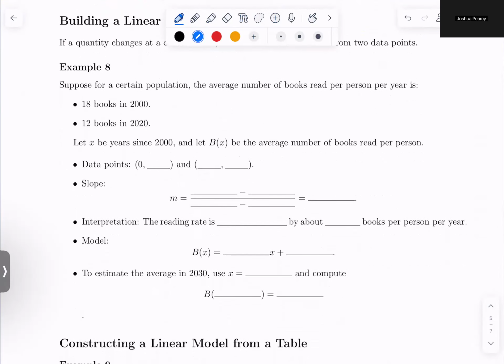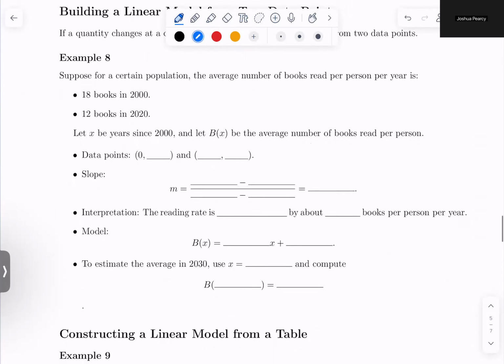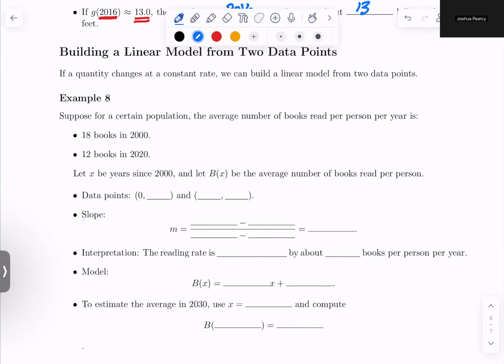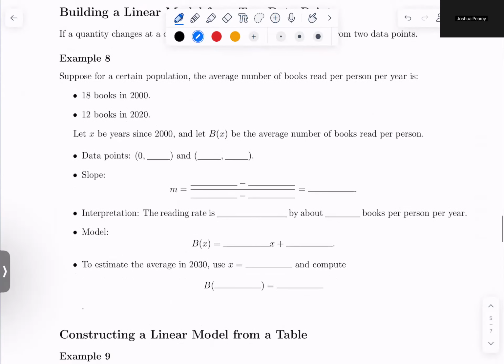So now we can also build linear trends from two different data points, for instance. So think of it this way. When you wanted to create a line, you can just use 2 points and use point slope form if you don't know the y-intercept. So let's look at this one. Suppose for a certain population, the average number of books read per person per year is 18 books in 2012 and 2020. So it says let X be the years since 2000 and B of X be the average number of books read per person.